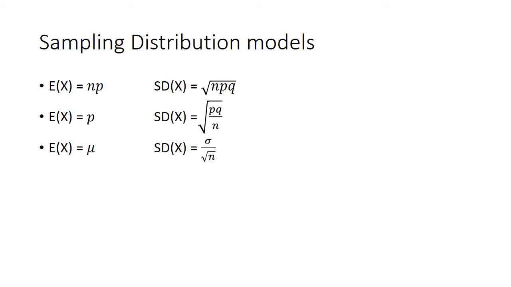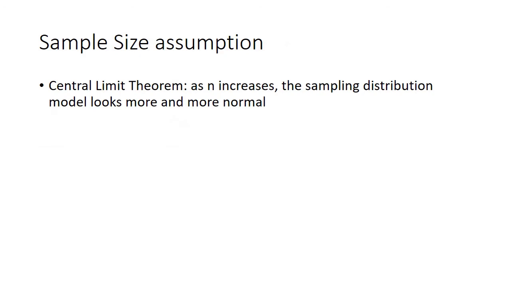Long story short, basically what we can do is just replace P with mu and square root of PQ over N with sigma over square root of n, and we're good to go. You know the next 3 chapters. Of course, it's not going to be that simple. There are a couple of subtle nuances that we have to talk about.